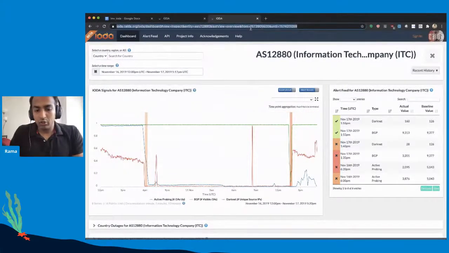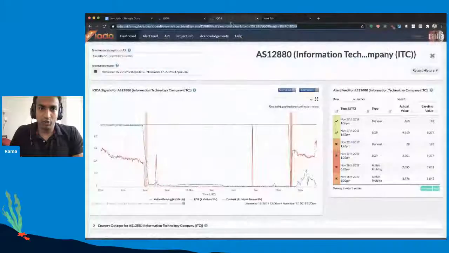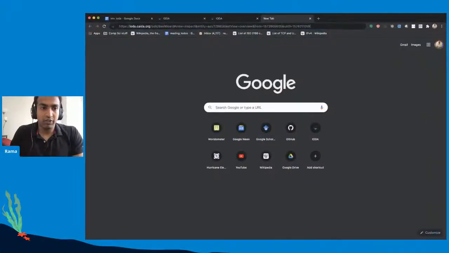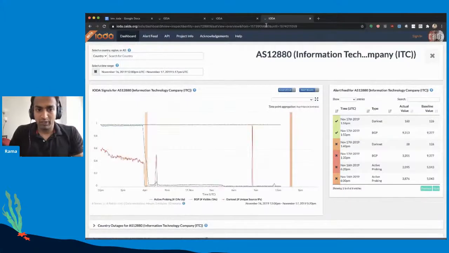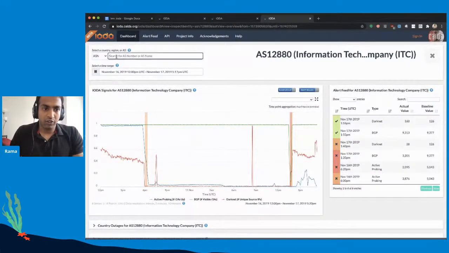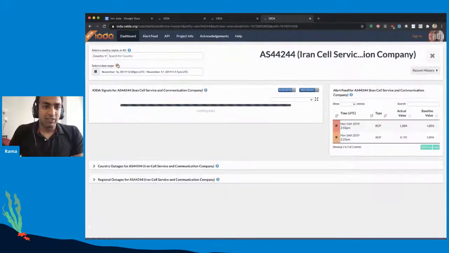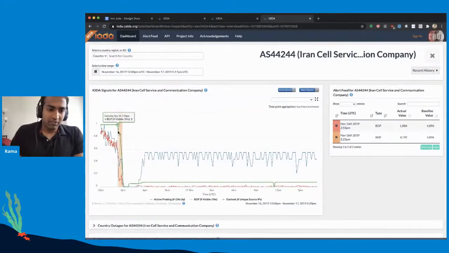But now let's look at a cellular network. So again, I'll do the same thing. I'm going to copy this link and I'm going to paste it here. By default, it'll show me the same signals for AS12880. But now I'm going to look for a large cellular network. This is called Iran Cell, and this time it's going to work. Yay, it worked.